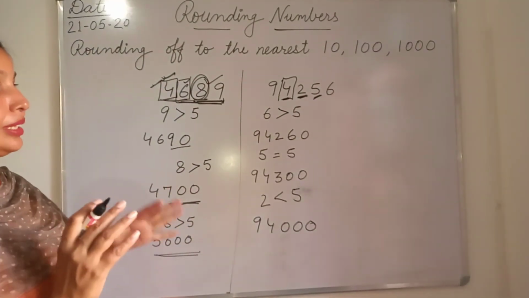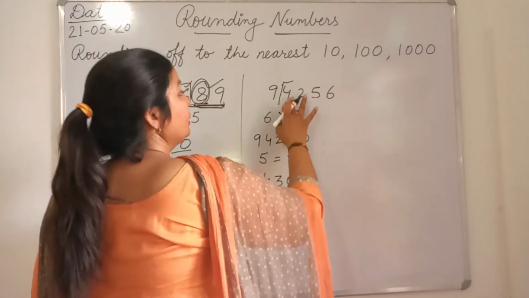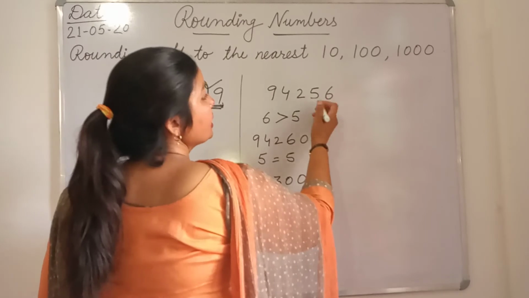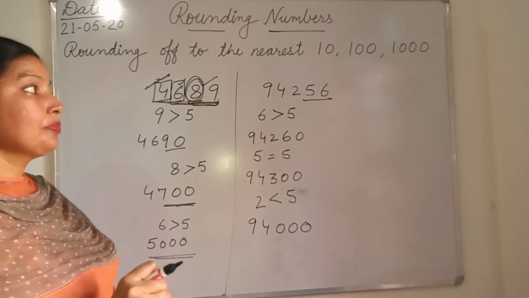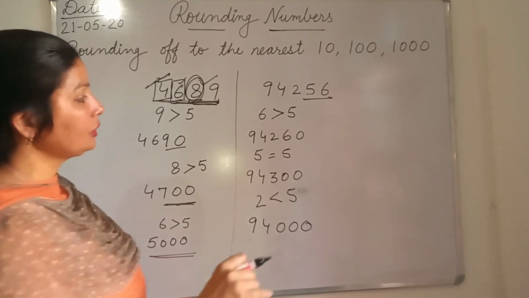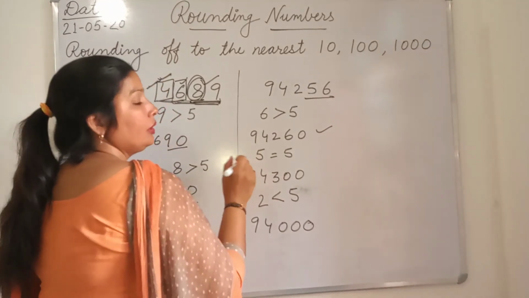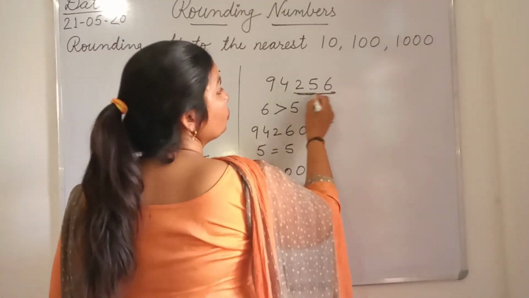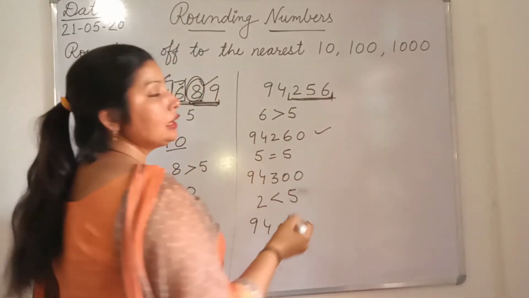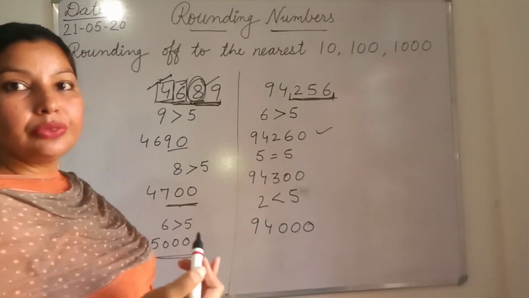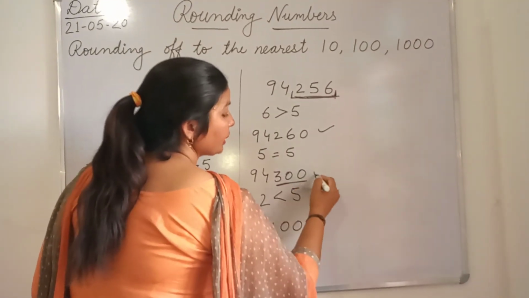Now if you think orally, see from here, in the ones and tens columns there is 56. And we know that 56 is between 50 and 60. So it is near to which? 60. So we have written 60 here. That means rounding of tens is correct. Now you will see up to 100 there is 256. 256 is between 200 and 300. And it is near to which? 300. So here we take 300. So that is also correct.